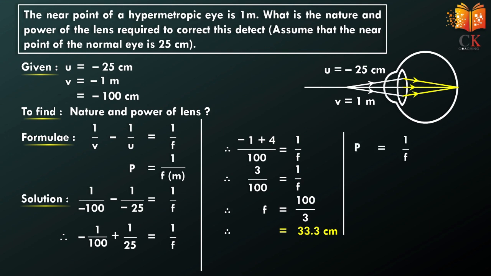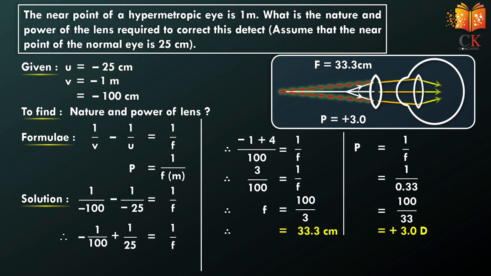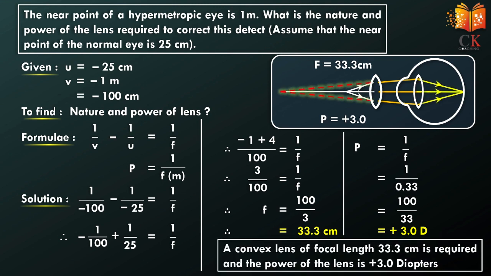Power we need is 1 upon f. We'll use the value in fraction. So 100 upon 33, which is +3 diopter. Plus, why? Because we are correcting a hypermetropic eye, which looks like this. We'll be using a converging or a convex lens, and the convex lens's focal length is positive, and this is how the correction can be made. And after the correction, exactly at the retina, image formation will take place.